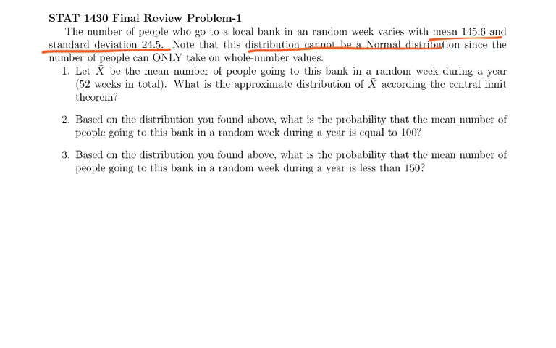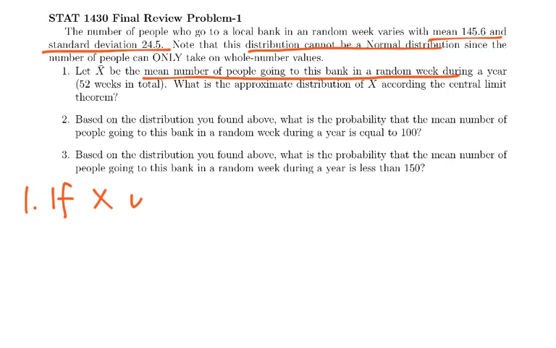Let x bar be the mean number of people going to this bank in a random week during the year, and we know that there are 52 weeks in a year in total. And we want to know what is the approximate distribution of x bar according to the central limit theorem. Remember that the central limit theorem tells us if x has any distribution, not necessarily normal, with mean mu and a finite standard deviation sigma.